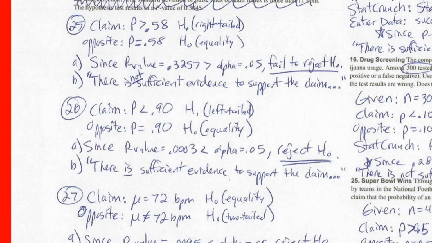All right, so the next one, we have a claim that the proportion is less than 90%. And so the opposite would be that it's equal to 90%. And that's less than, so it's a left tail. The p-value given was 0.003, really, really small, way smaller than 0.05, so we reject the null hypothesis, okay? So that means that this is really, really far away. It's in the tail, in the rejection region. So basically, the conclusion is there is sufficient evidence to support the claim.